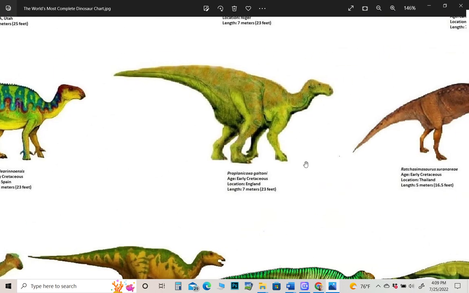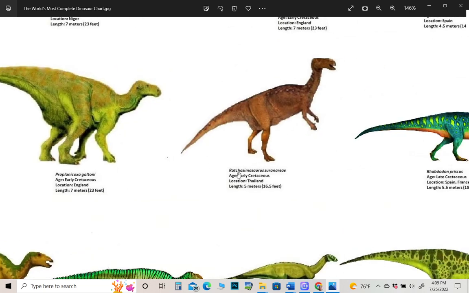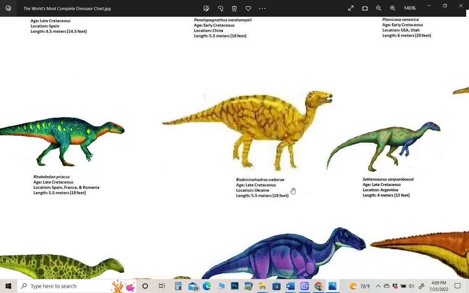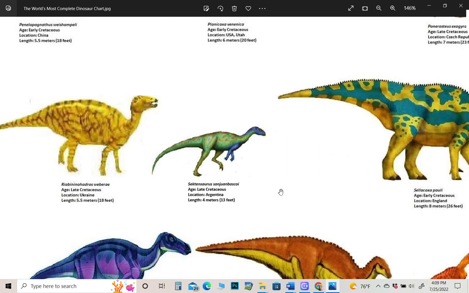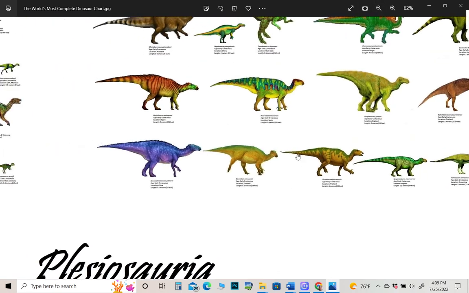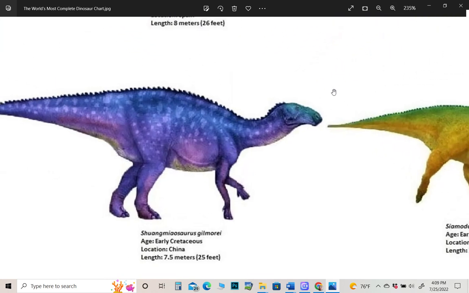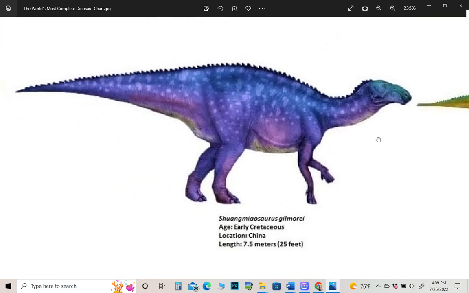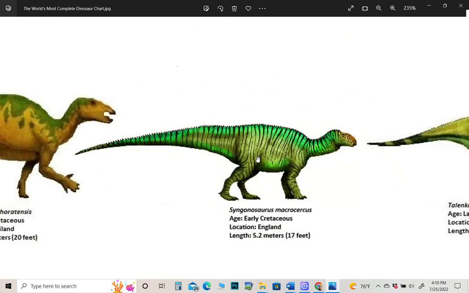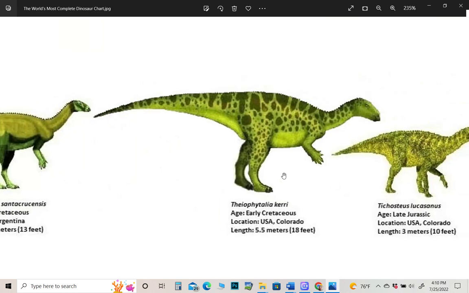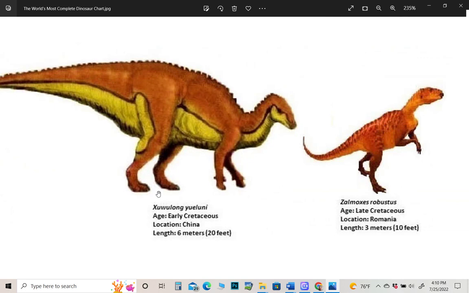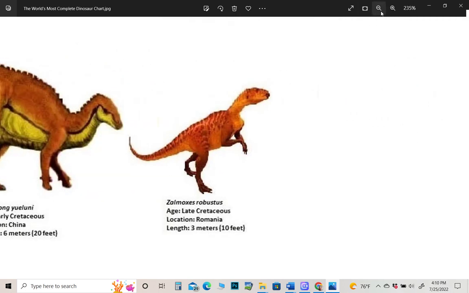Portelsaurus, Proa, Proplanocoxa, Ratchismosaurus, Rhabdodon, Rheabininohadros, Sectensaurus, Selacoxa, Chuangmiosaurus, Siamodon, Sirindhorna, Singanosaurus, Taloncowan, Theophytalia, Tygostius, Eutyodon, Zuulong, Zelmoxes.